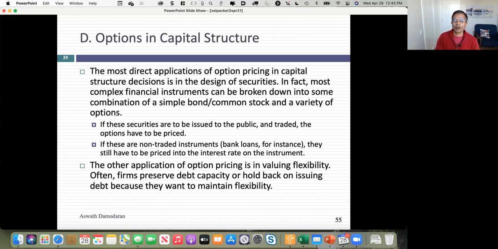A convertible bond is just a straight bond plus an equity option. I'm not going to talk about those. That's what a fixed income class is for. I'm going to talk about another aspect of capital structure where I think option pricing can give us some really interesting insight. And that is the question of what an optimal debt ratio for a company is.